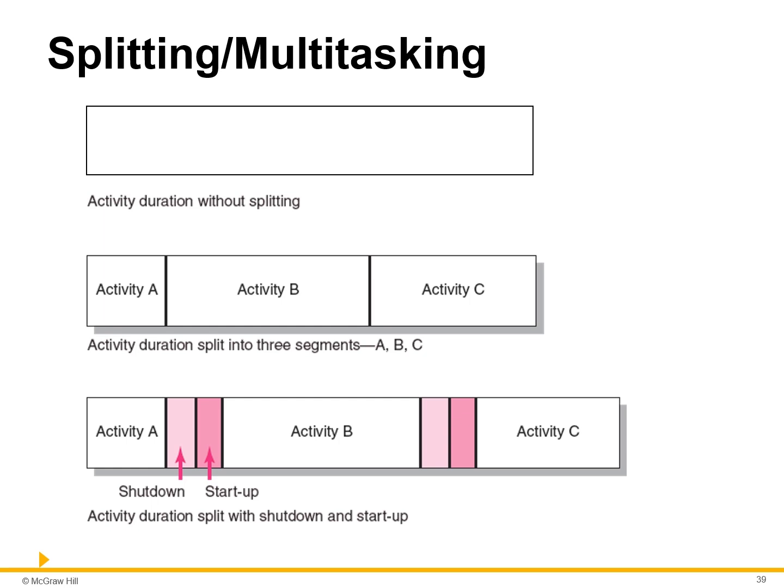This figure depicts the nature of the splitting problem. The original activity has been split into 3 separate activities, A, B, and C. The shutdown and startup time lessen the time for the original activities.